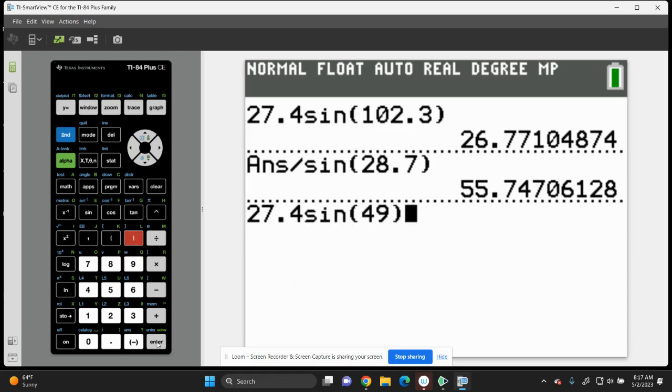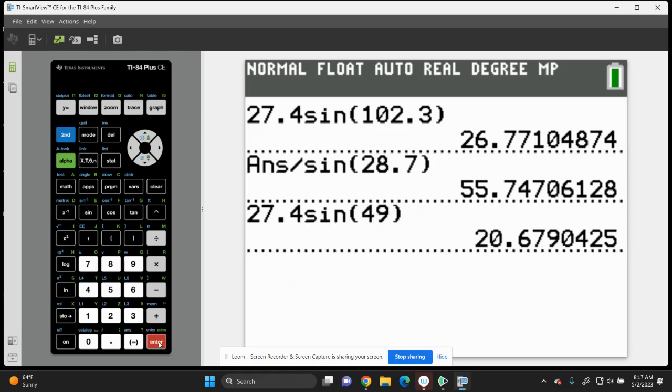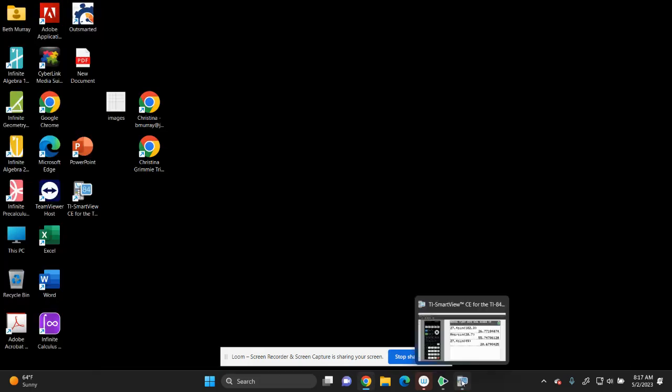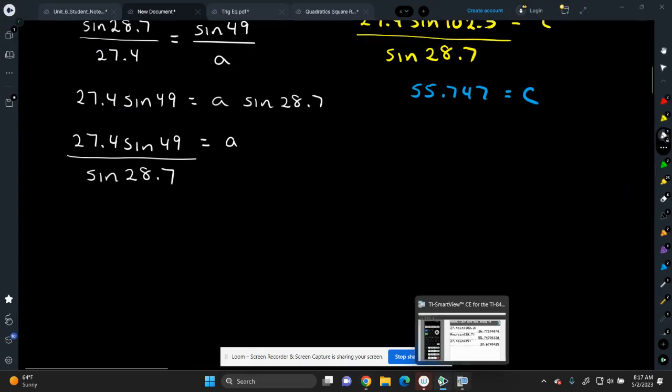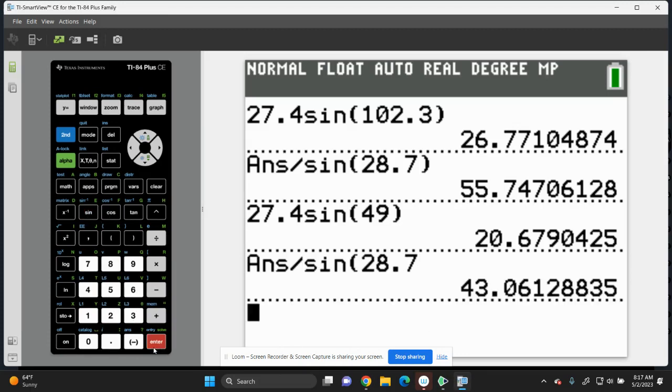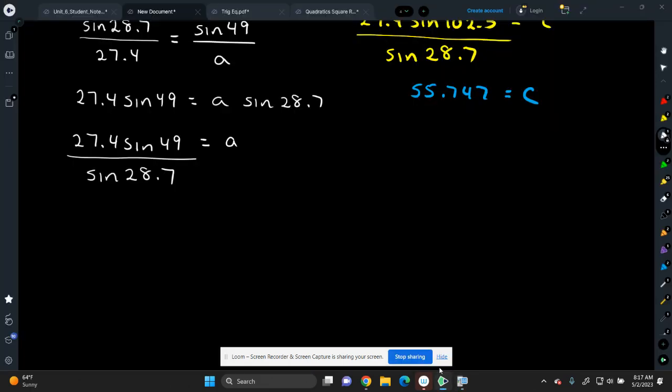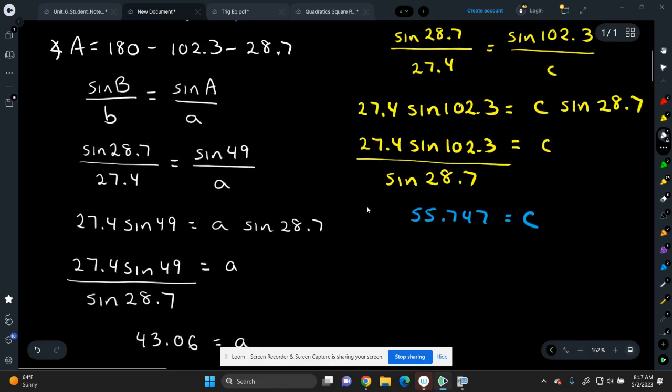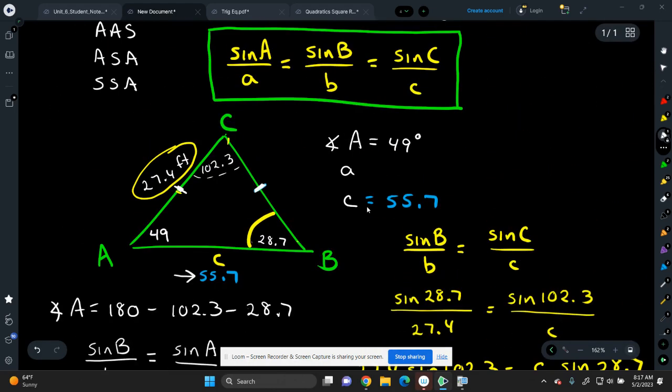Okay, 27.4 times the sine of 49, and we're going to divide that by sine of 28.7. And we get 43.06. And remember, we're going to round it to the nearest tenth. So we get 43.1.